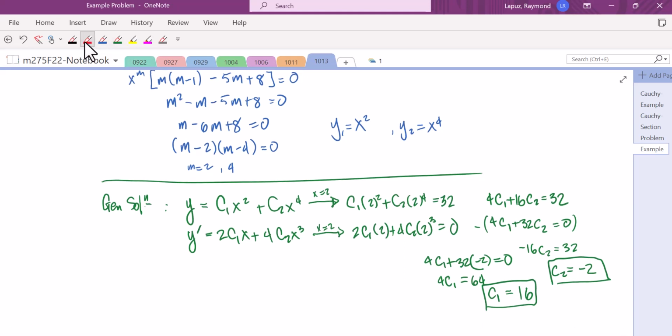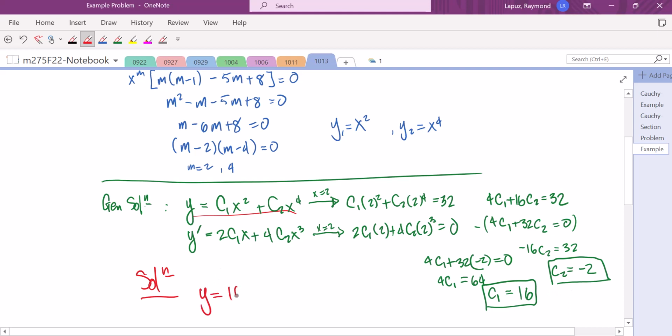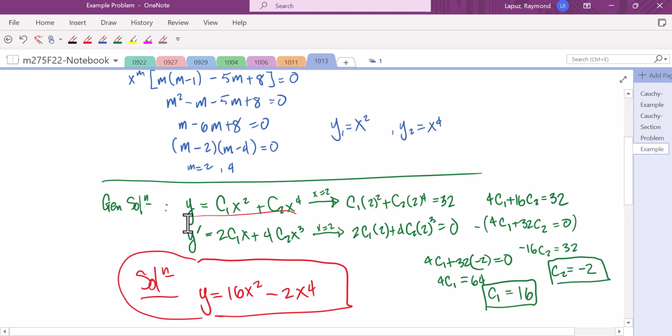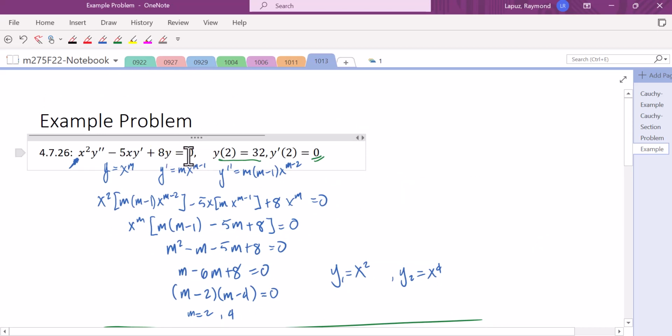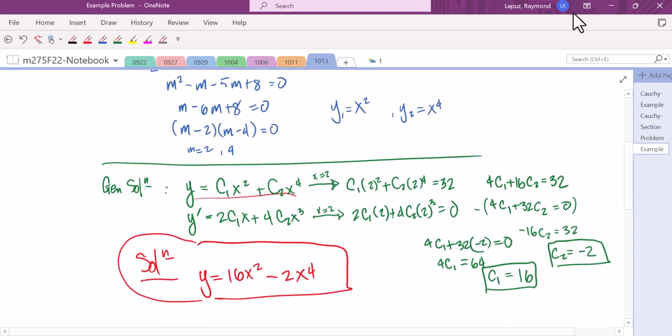Our solution would be essentially this thing, except we know what c1 and c2 are. So y is equal to 16x squared minus 2x to the 4th. Okay, there you have it. That is your solution to our homogeneous second order Cauchy-Euler initial value problem. Okay, good luck.